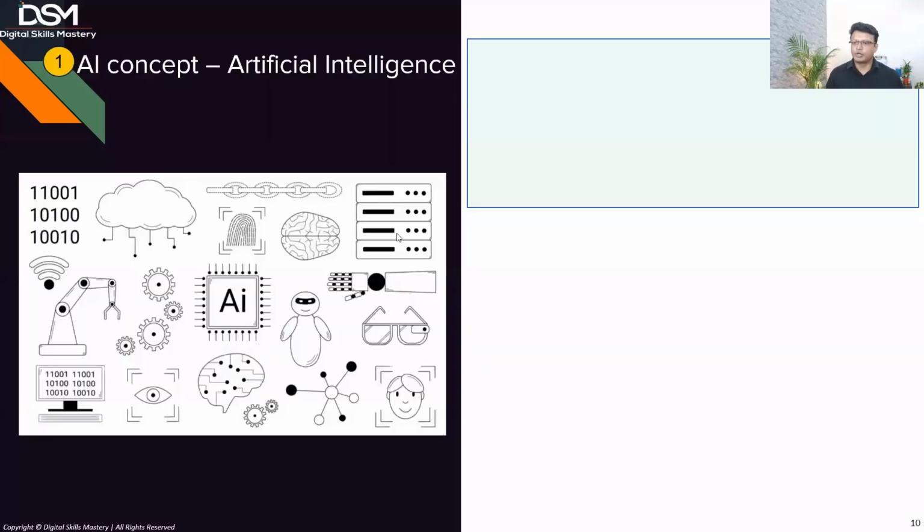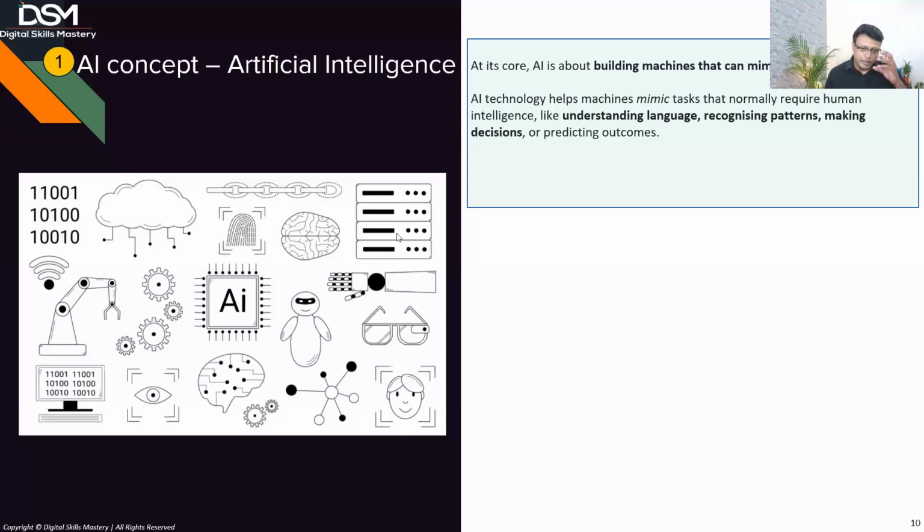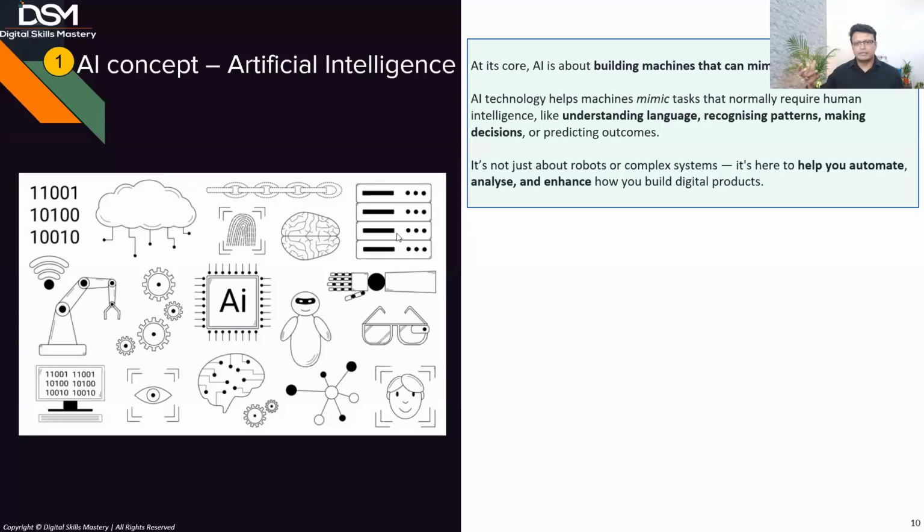The first AI concept we are going to talk about is AI, artificial intelligence. At its core, AI is about building machines that can mimic human thinking. When we say the machine mimics, it means tasks that normally require human intelligence, like understanding language, recognizing patterns, making decisions, or predicting outcomes. It's not just about robots or complex systems, but it's here to help you automate, analyze, and enhance how you build your digital products and services.